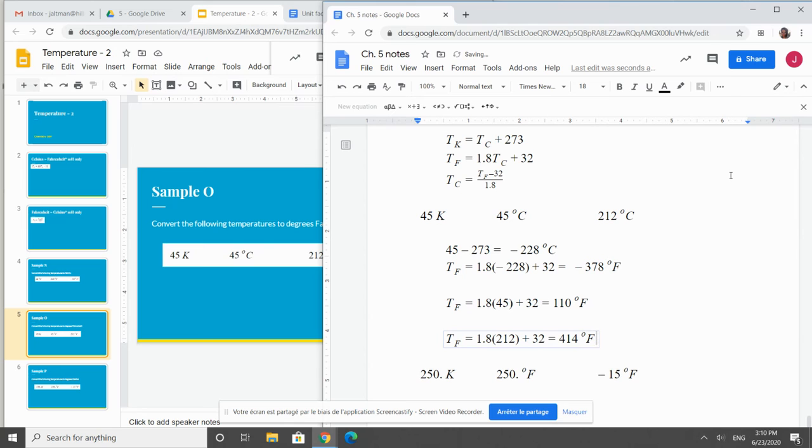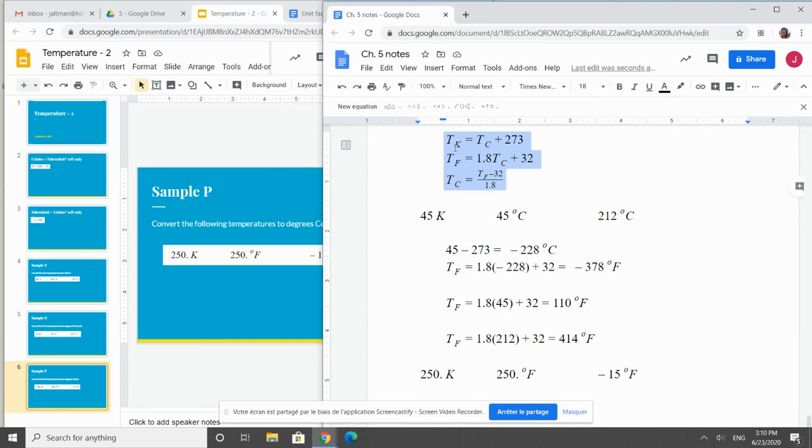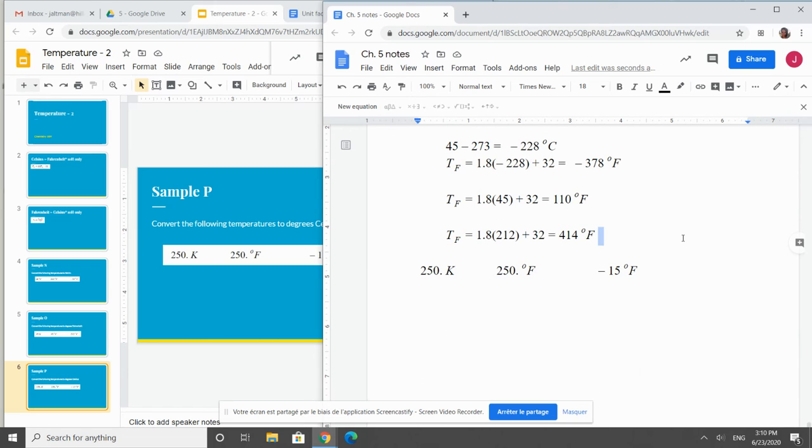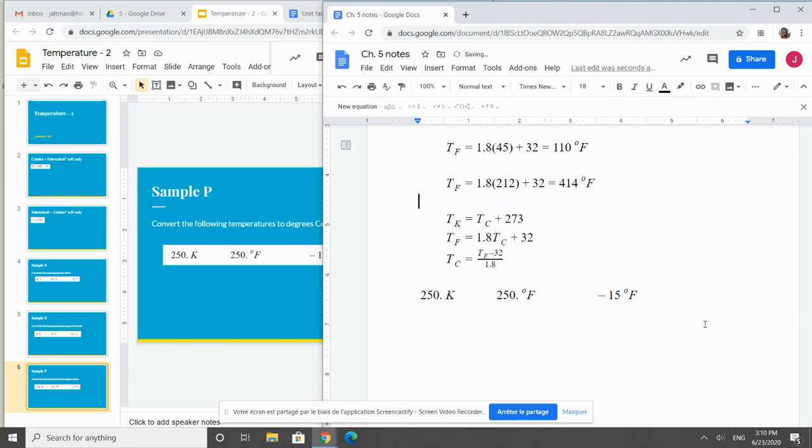All right, and then there's just one more example where we're going to put all of this into Celsius. For the first one, I'm just going to subtract 273 since I'm already in Kelvin. I get negative 23 degrees Celsius.